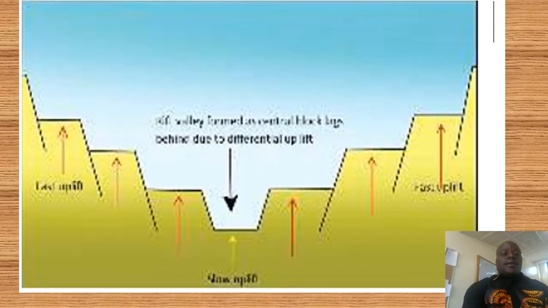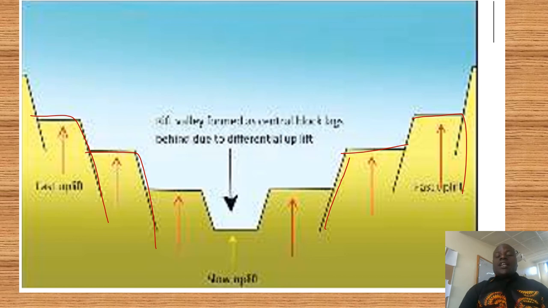Check, these are side blocks. These are side blocks. They are pushed upwards by faster uplift forces compared to the central block where the forces are weak. Therefore, the part of the crust which is pushed upwards at a slower rate will remain behind, forming a rift valley. This is a rift valley.